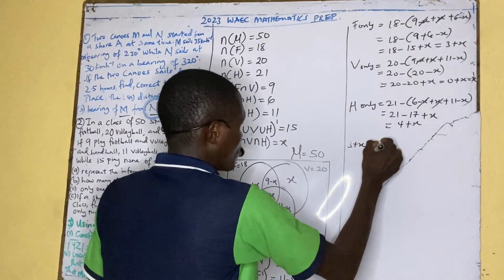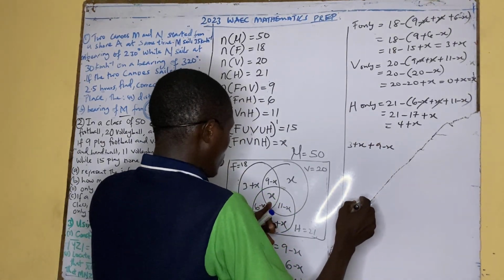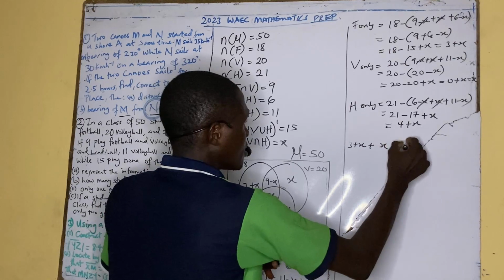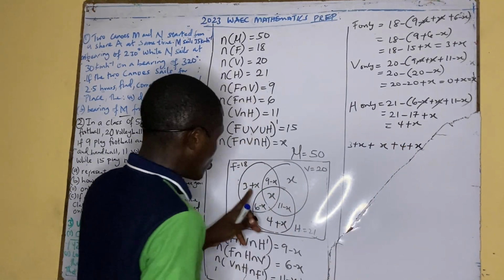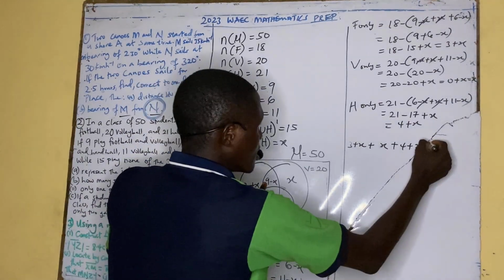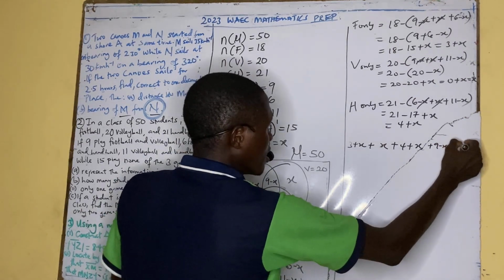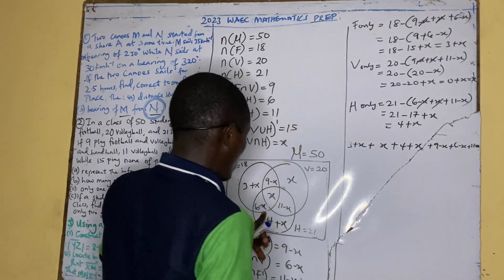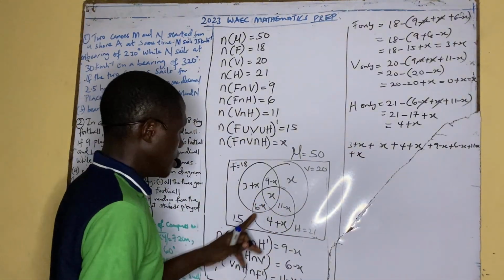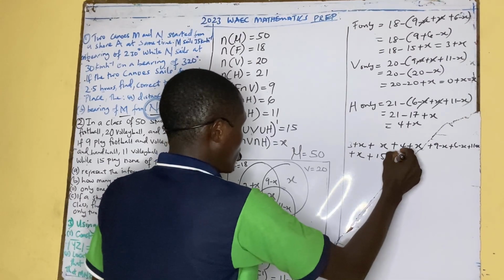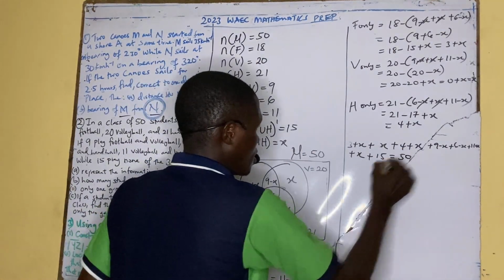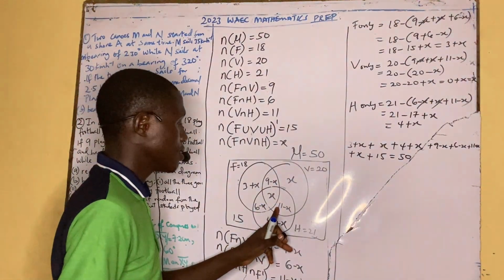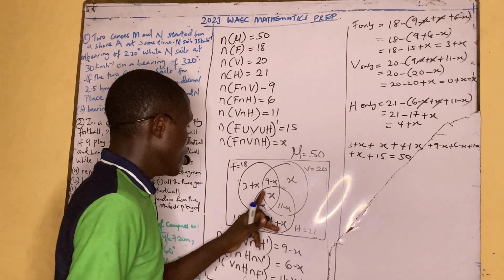3 plus x plus 9 minus x. But let's do it like this: 3 plus x plus x plus 4 plus x plus 9 minus x plus 6 minus x plus 11 minus x plus x plus 15, everything equal to 50. I just did that so that we won't miss anything out.